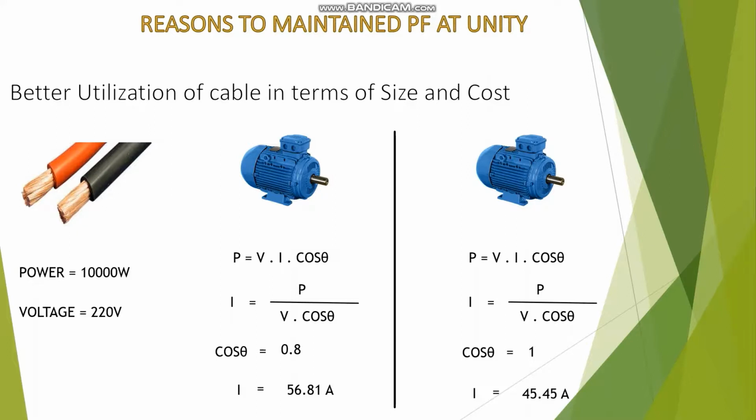It clearly shows that with the same rating and voltage, the first motor is drawing more current than the second. By maintaining power factor at 1, we have better utilization in terms of cable size and cost, as it changes in proportion with the current.